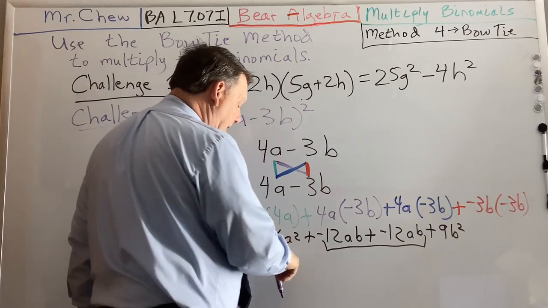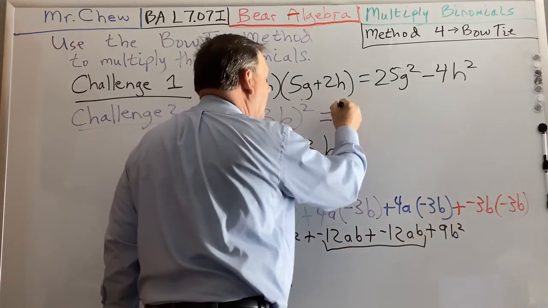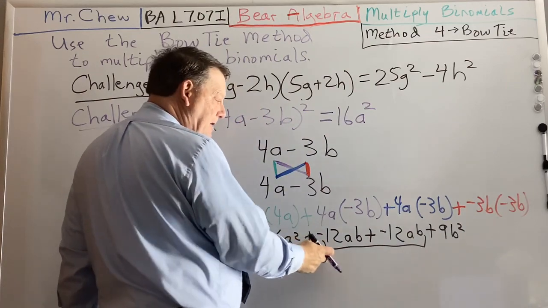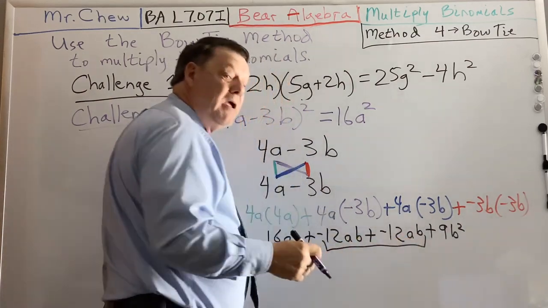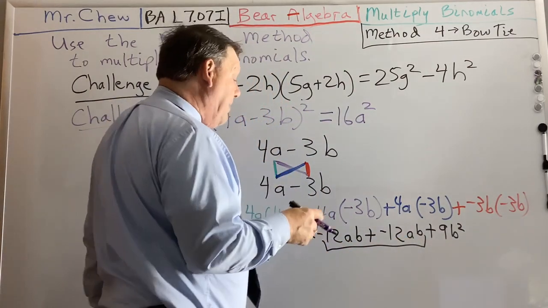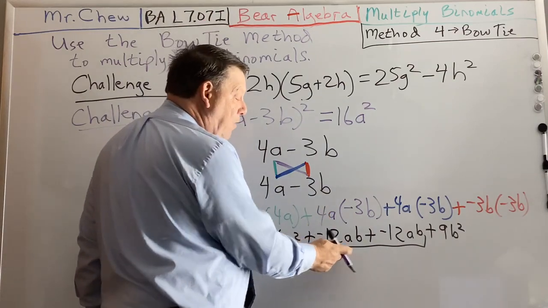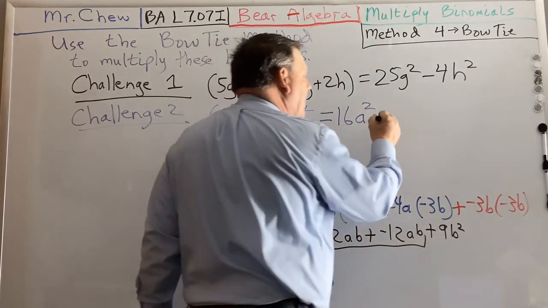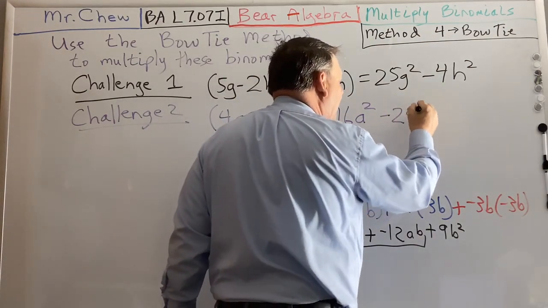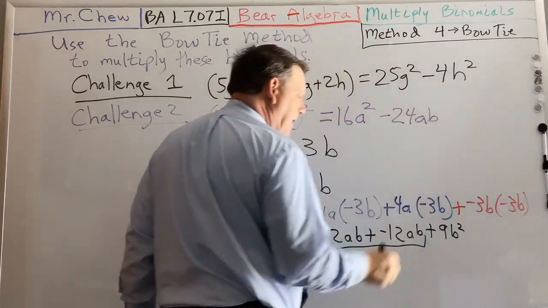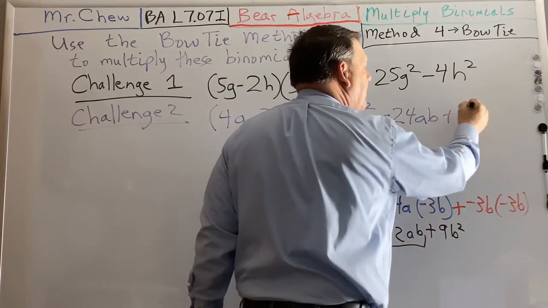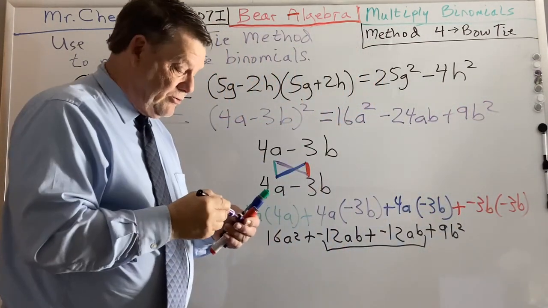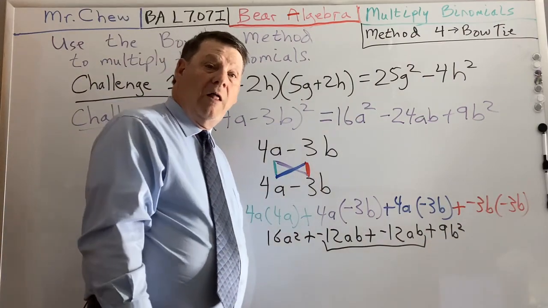So I have as an answer 16a squared. And then I have plus negative 12ab plus negative 12ab, which is plus negative 24ab. Negative 12ab plus negative 12ab is negative 24ab, and I can write that as minus 24ab. Then I have plus 9b squared. So there's the answer to challenge 2. Hopefully you did well on it.